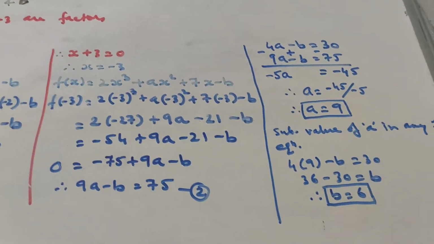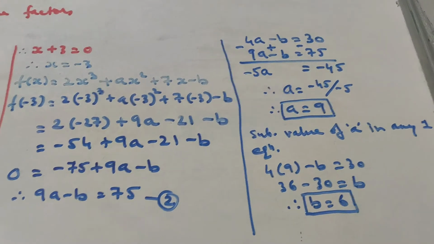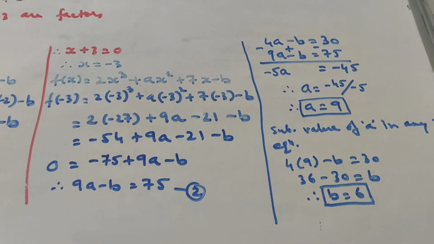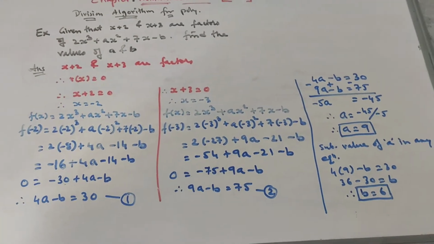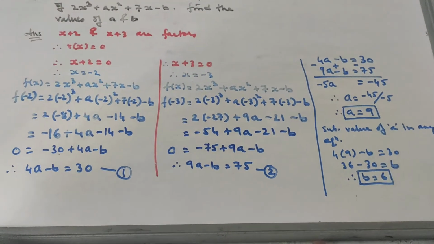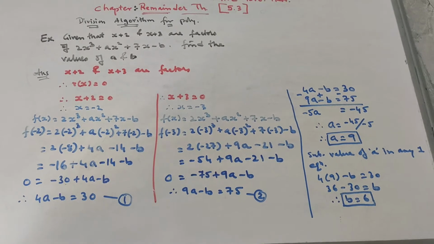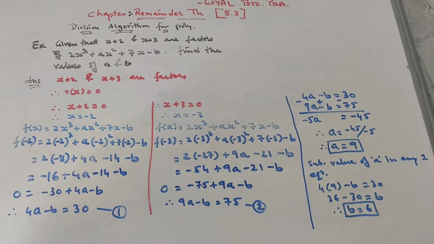Sometimes, after finding the value of a and b, they will ask you to factorize. But here they are not asking you to factorize. They are just asking you to find the value of a and b. I hope you understood this sum. This sum was asked in 2009, so this type of sums are likely to be asked in the board examination. I hope you understood. Let us move on to one more example.